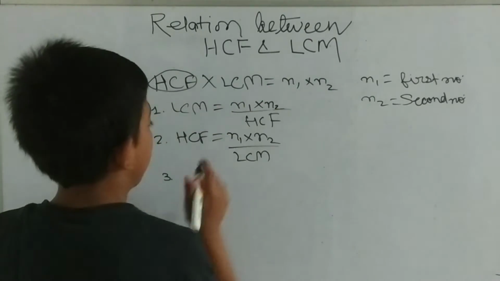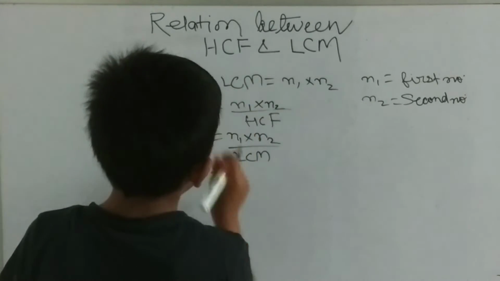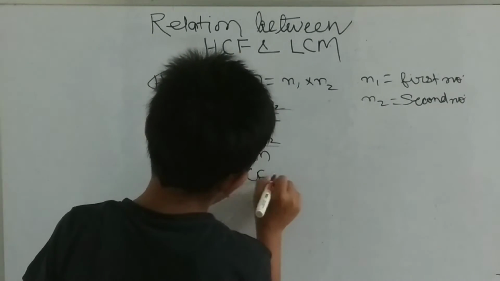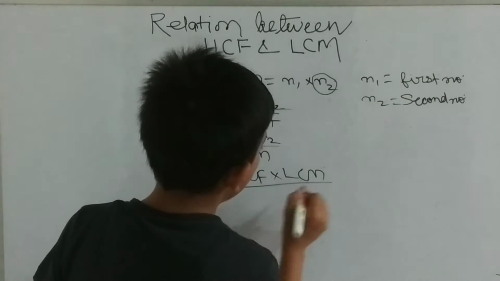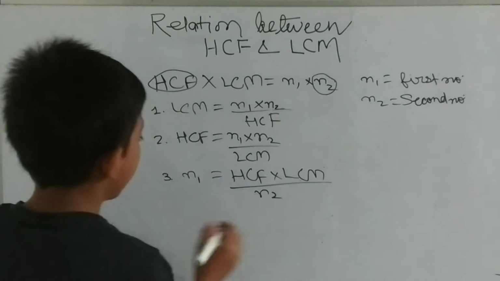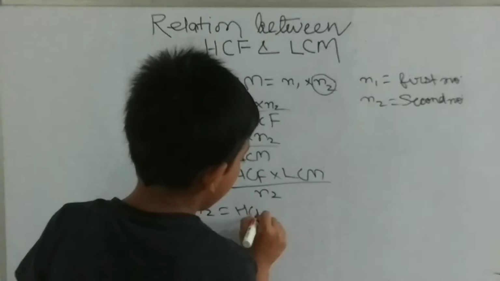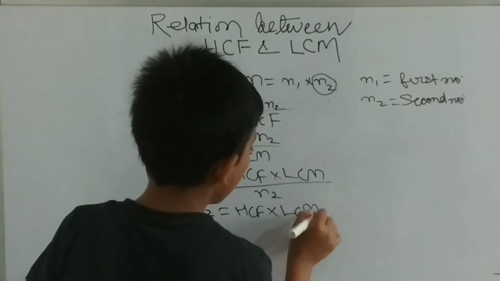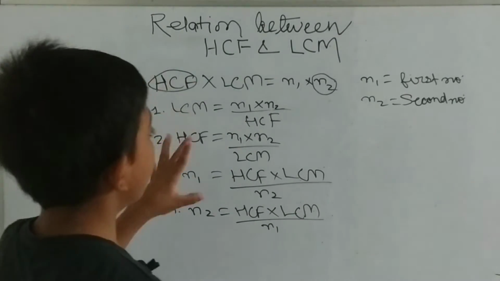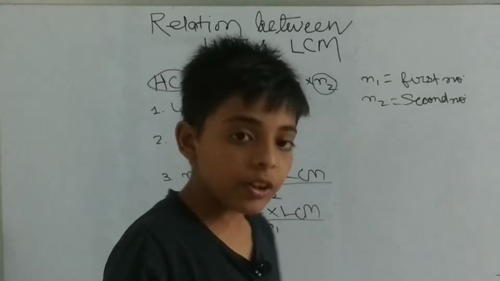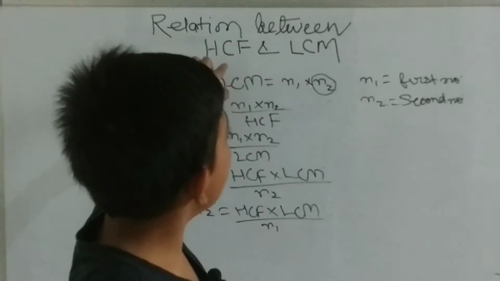If we have to find N1, that is the first number, then N1 equals HCF into LCM divided by N2, since N2 was in multiple form and now will be in division form. And similarly, if you have to find N2, then HCF into LCM divided by N1. I hope you understand how we can derive these four formulas. Let us take an example to understand the use of these formulas in application of HCF and LCM.